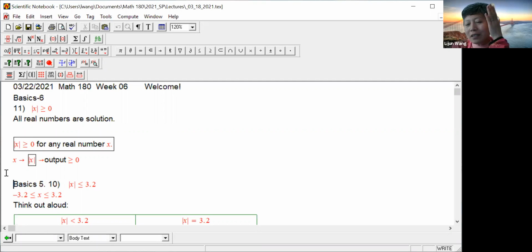Okay, so now do you understand your focus? Do you understand your focus? Right? The rule, input, output. We work with different rules. That's all.